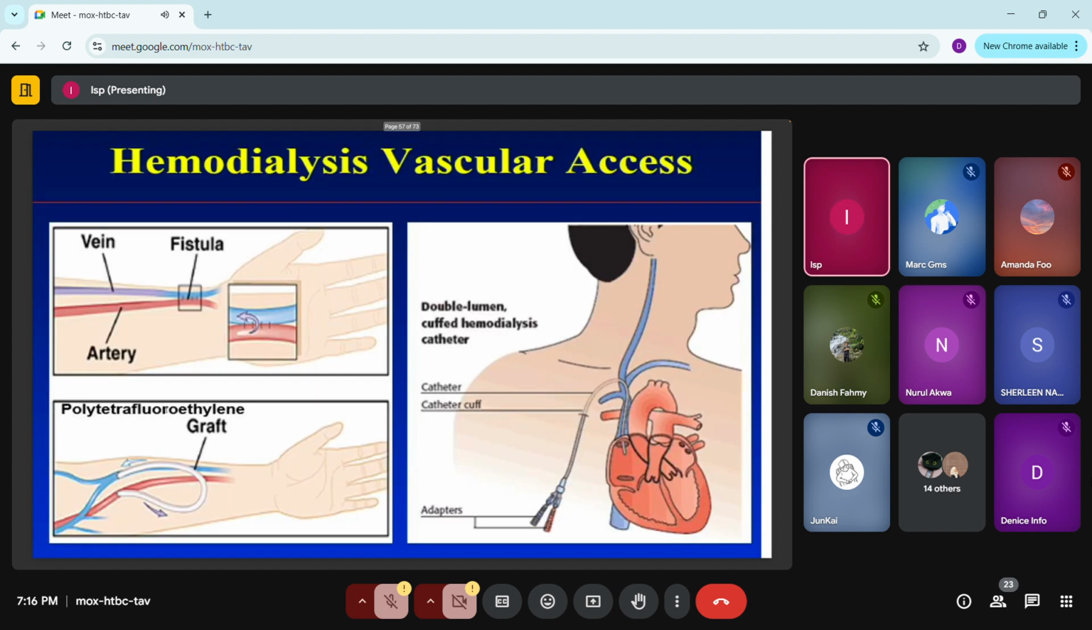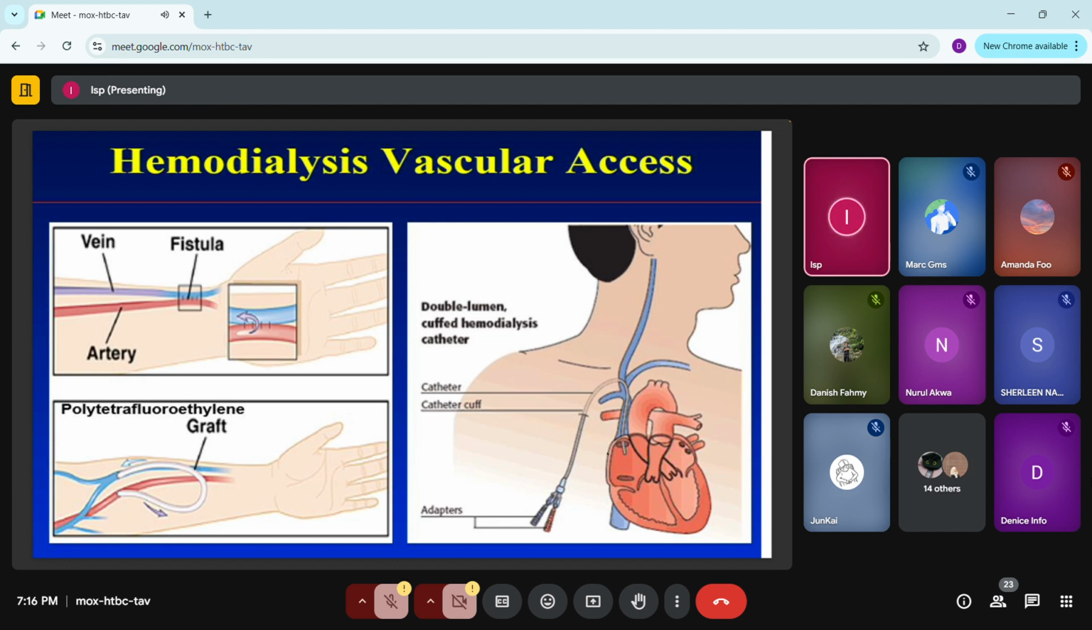So you have different vascular access. The native fistula, by combining the vein and artery, is still the best mode of access because of less risk of infection. But not everyone is able to have a fistula. The elderly will have smaller vessels, and the fistula does not mature in time. They will need a catheter.